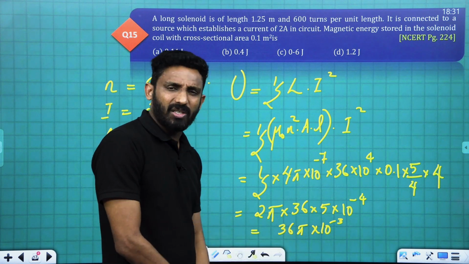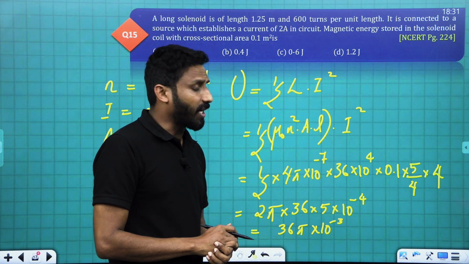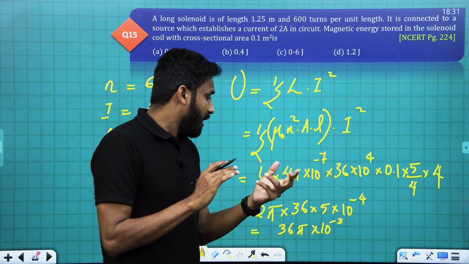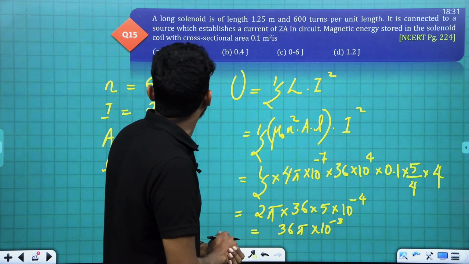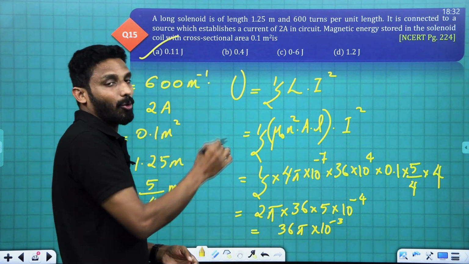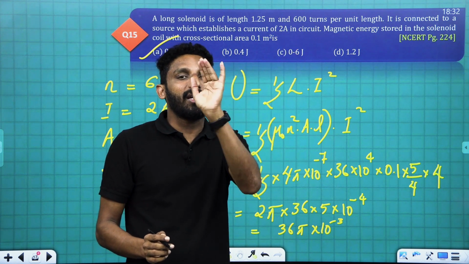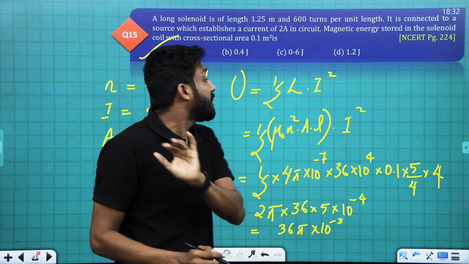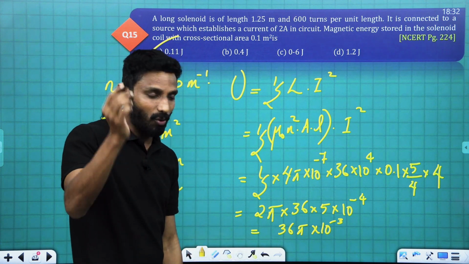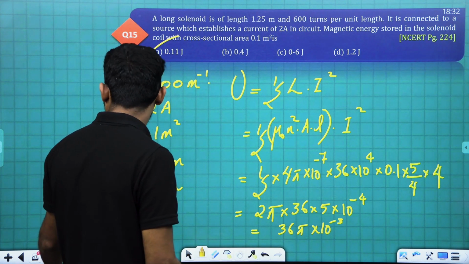Pi is 3.14. 36 into 3 is more than 108, so around 110. 110 into 10 power minus 3. Our answer is option A. Shifting 3 decimal places to the left, 0.11 joule is the answer of the question. Understood clearly? Okay. The next one.